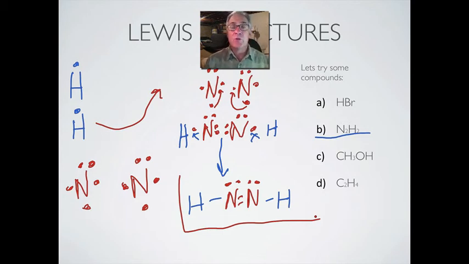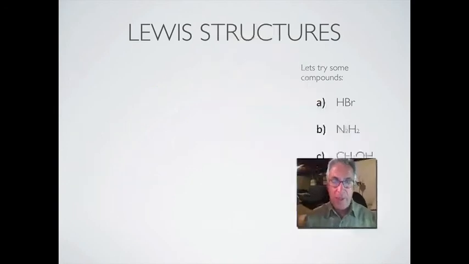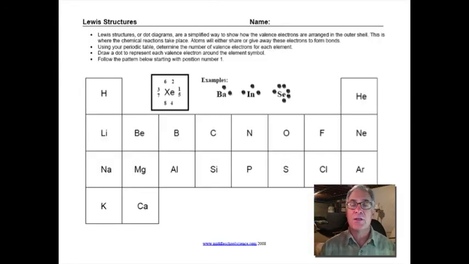I'm not going to do the other two. I'm going to let you do those for homework. And this is also a part of your homework. You need to make sure you do a Lewis diagram for all of those elements. I believe there's 21 in there. You need to do each and every one of them so you get good at it.